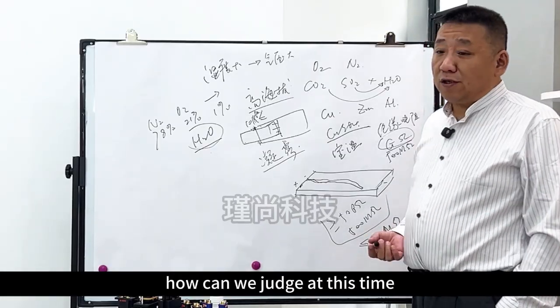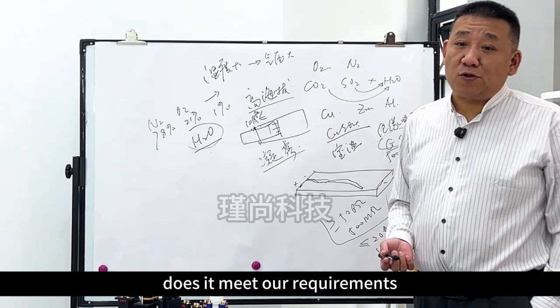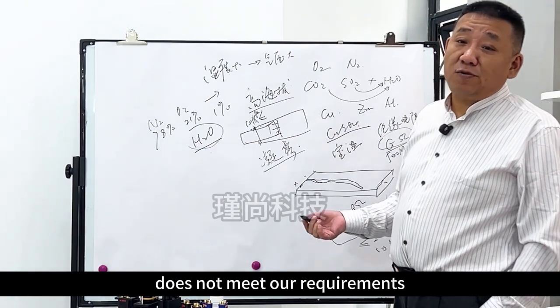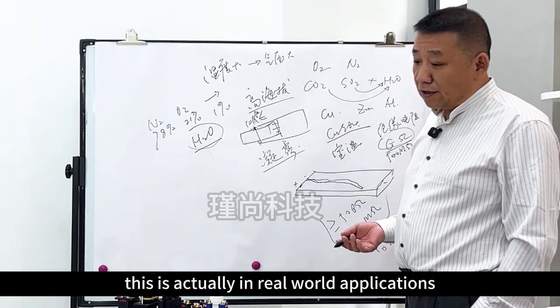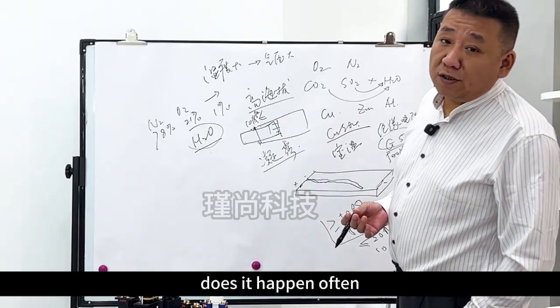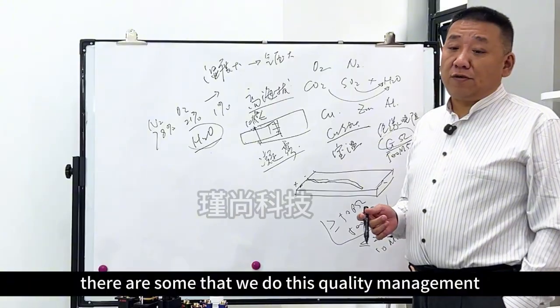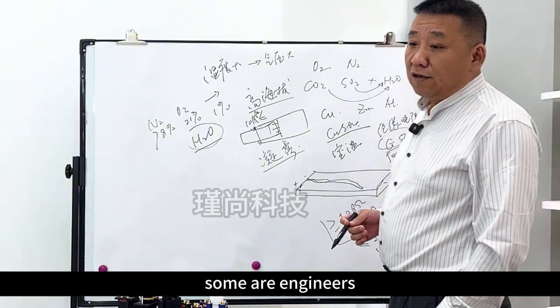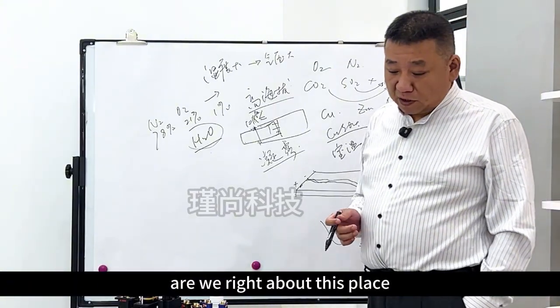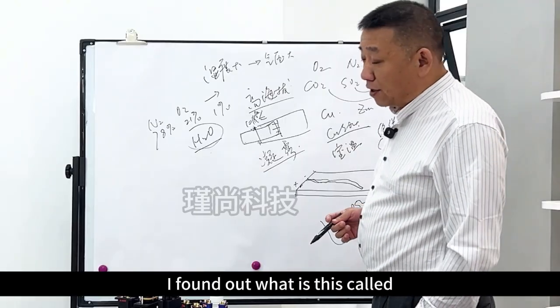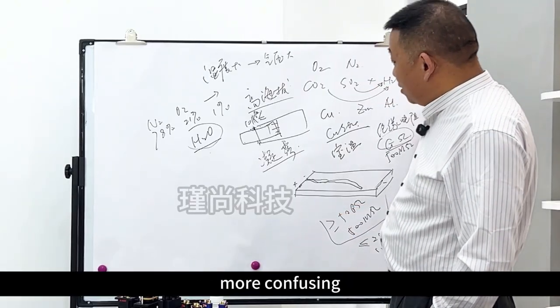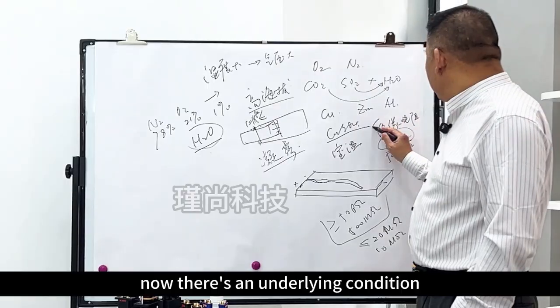How can we judge at this time whether it meets our requirements or not? This actually happens often in real-world applications. Some quality management engineers find this confusing. Now, there's an underlying condition.